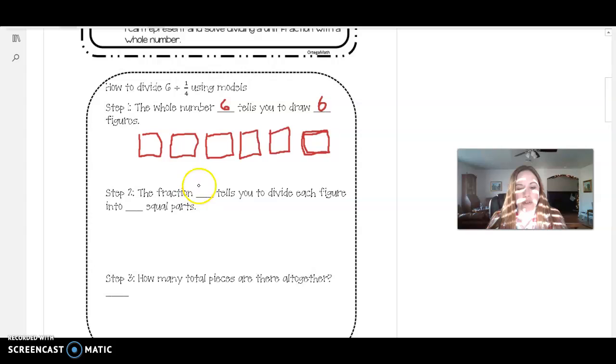Okay, step 2, the fraction 1/4 tells you to divide each figure into 4 equal parts. Okay, so let's do that. Let's divide each figure into 4 equal parts. Ah, I was doing so well.